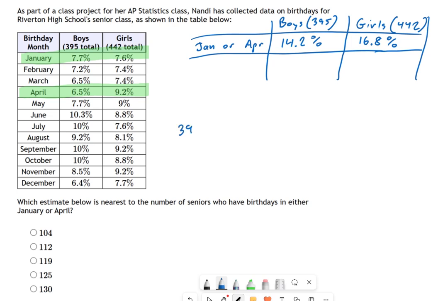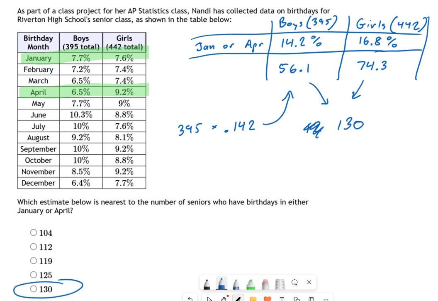So the way I'm going to do that is I'm going to say 395 times 0.142. Okay, that's how to figure out how many boys we're talking about here. So that's going to be 56.1 boys. All right, well, these are approximate numbers, so we don't really have to get too bothered by the decimals. But if I do the same thing for the girls, I get 74.3 girls. Okay, so now you can add those together, and we get about 130 total students.